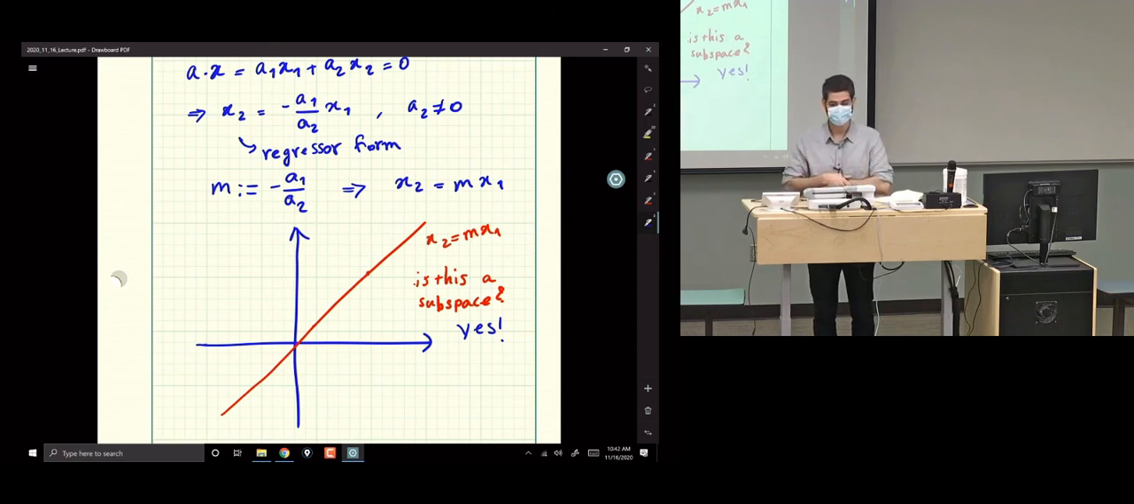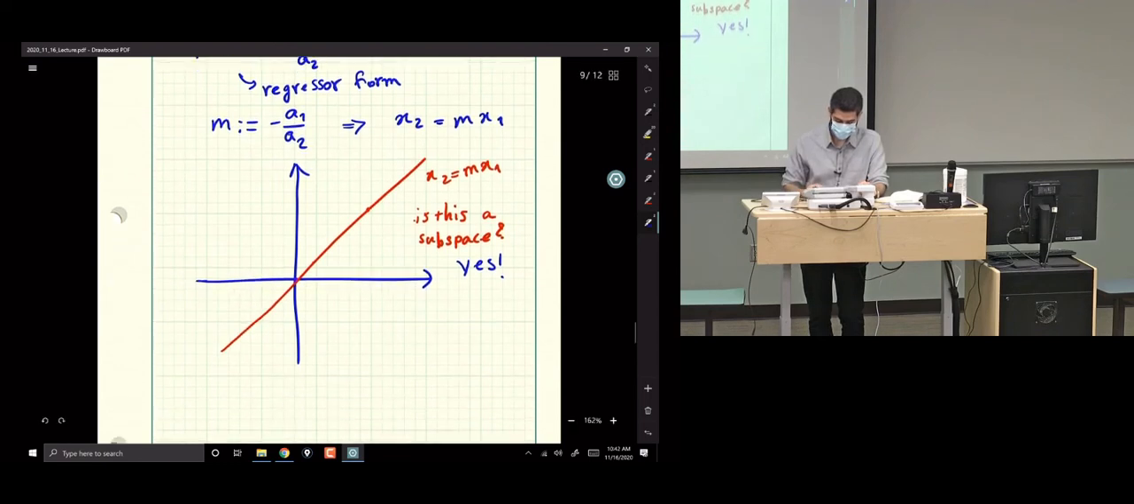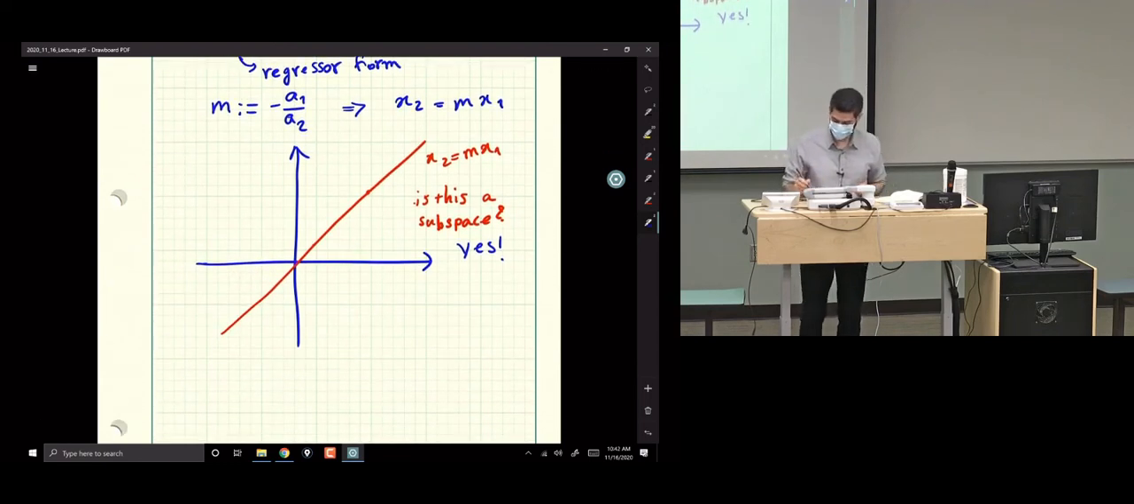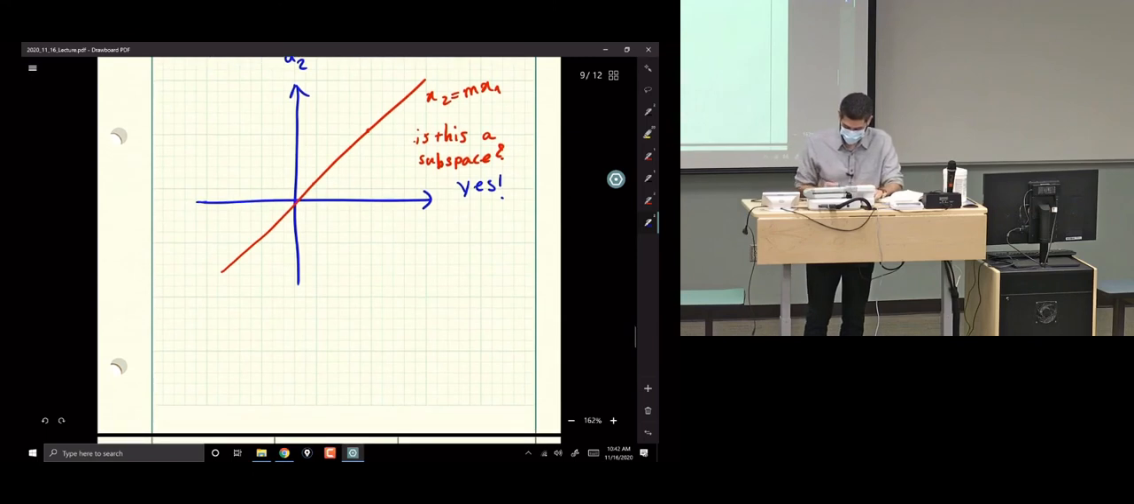This is good practice. So it's a subspace, and an important notion here is that this is called a linear subspace. Linear fixes the origin. It includes the origin and fixes it. It keeps the origin. So this is a linear subspace.